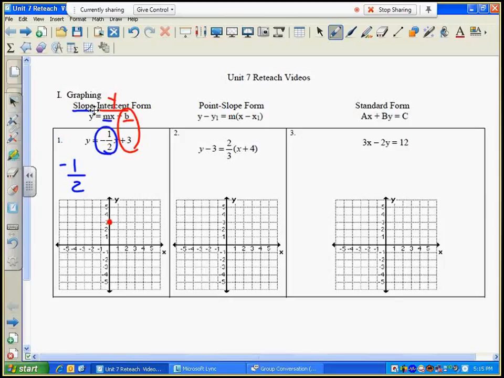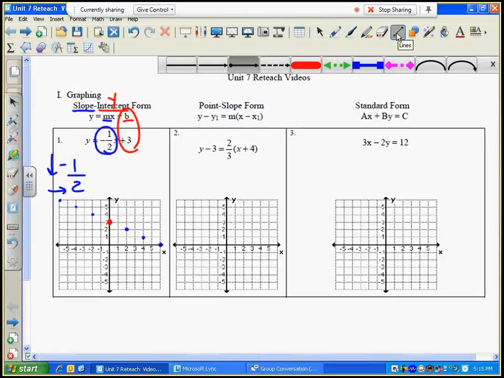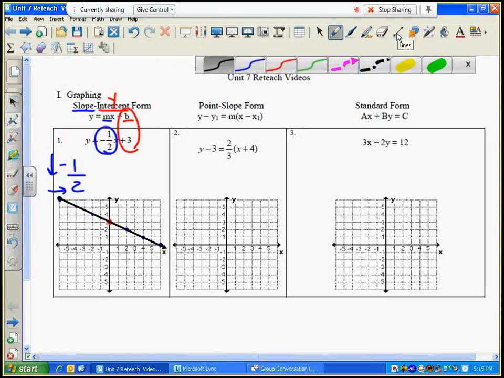Okay, so what this is going to tell me to do, from my starting point of 3, I'm going to go down 1, right 2. Okay, so from 3, down 1, right 2, and I begin to generate other points on the graph. Take a straight edge, and graph the rest of the line.